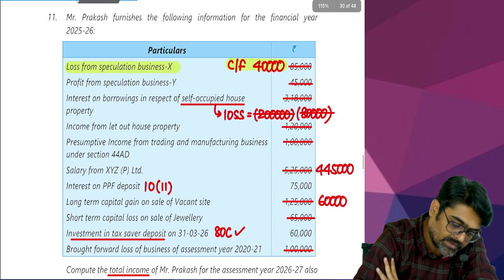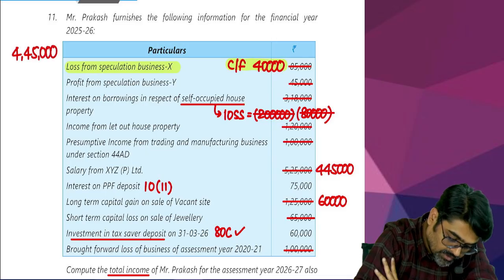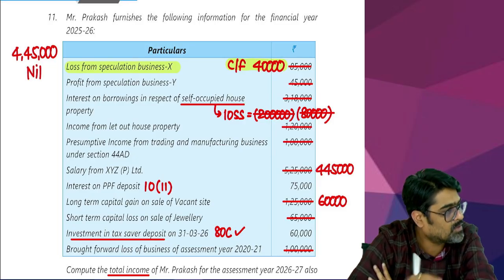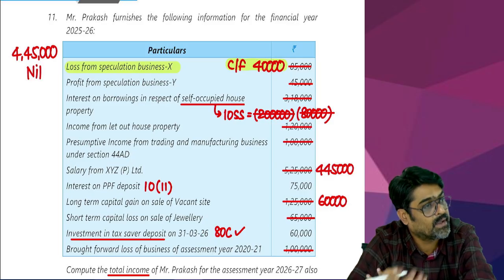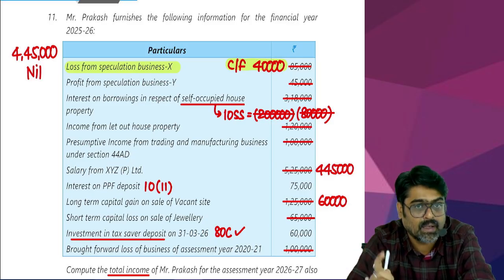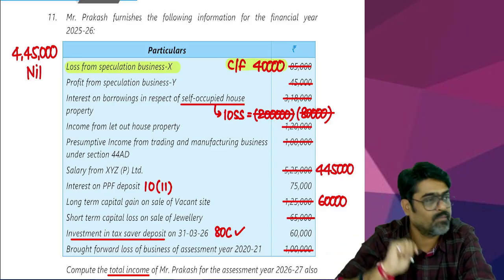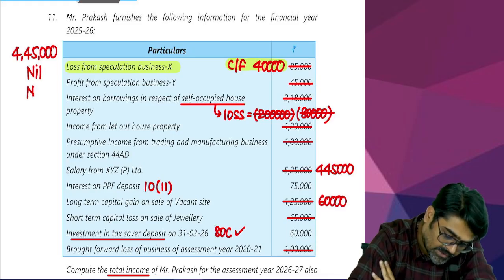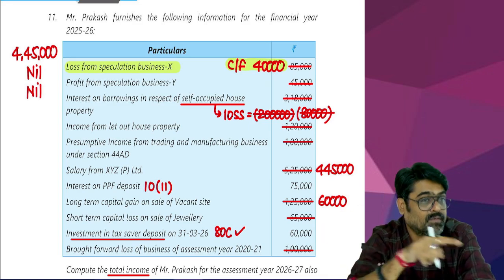See, how much is your salary? 4,45,000. How much is your house property? Nil. Entire house property head became nil. There was a loss of 2 lakh which was set off against 1,20,000. The loss of remaining 80,000 will be set off against salary income and then your salary became 4,45,000. Done, sir? PGBP income, it was 1 lakh but this also became nil. Why? Because brought forward business loss was set off against this business income.